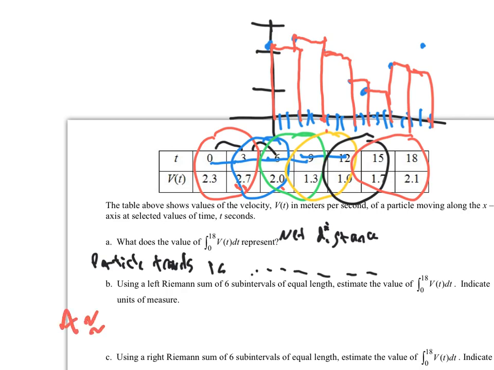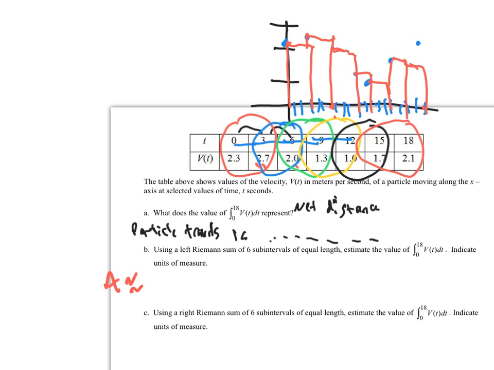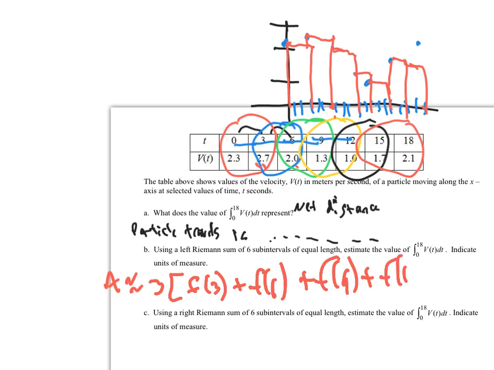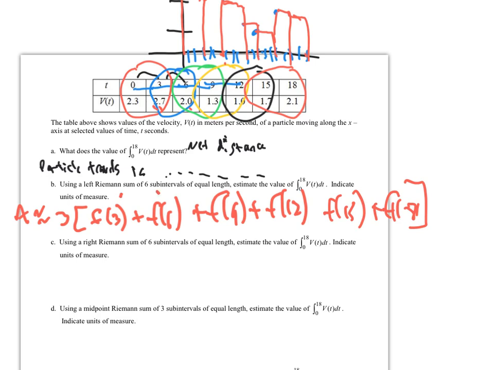So area will be approximately, by the way, each of these distances, 0 to 3, 3 to 6, 6 to 9, 9 to 12, is my length times width. My widths are all the same, so it's a 3. So all I really need is f of 3, the first one, plus f of 6, plus f of 9, that becomes the right of the other one, plus f of 12, plus f of 15, plus f of 18. That should be 1, 2, 3, 4, 5, 6, using the right side for each one.